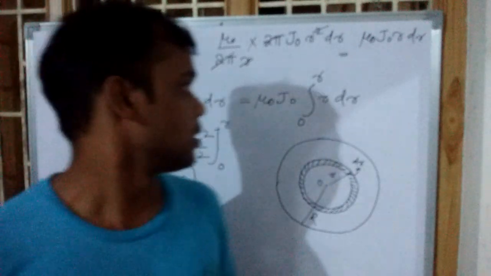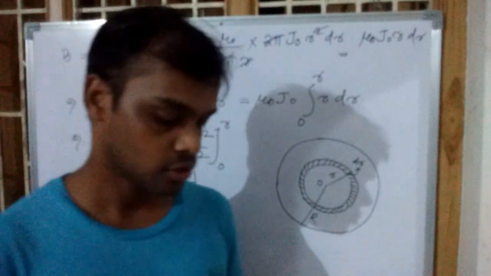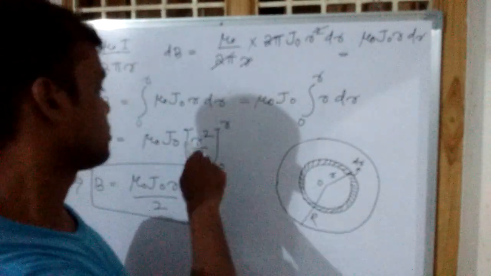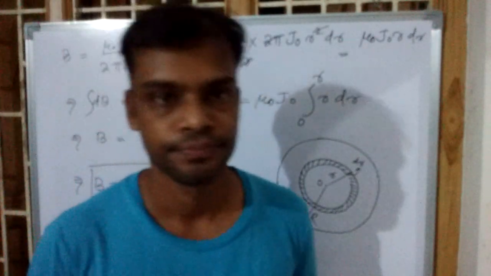So here the main point is to choose the element properly and put the limits correctly. That's all. Thank you.